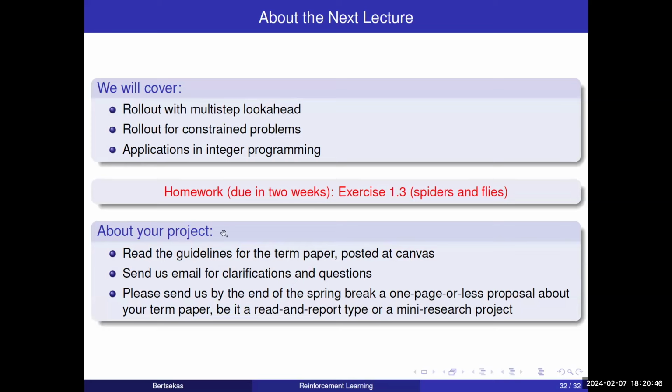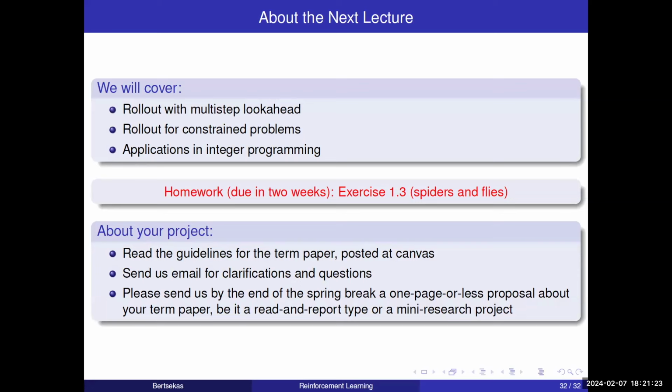There are two possible options. There's the read and report type paper, and there's the mini research project. For the read and report type paper, we're going to ask you to look at a particular subfield of reinforcement learning that interests you, and look at various literature regarding the subject and write a report on it that involves some kind of synthesis or possibly includes directions for future research. On the other hand, if you choose a mini research project, we're going to want you to perform some kind of novel research on a new problem, not an existing paper that you've already written.